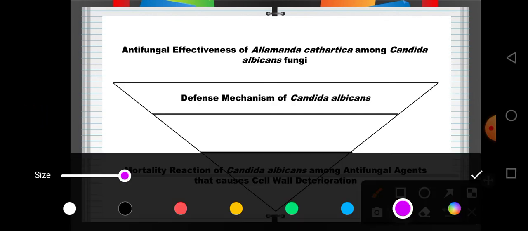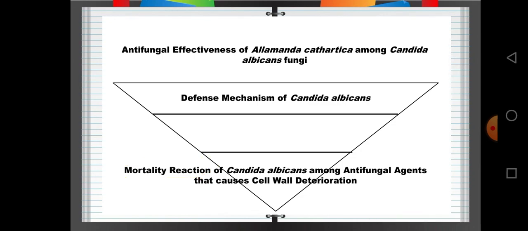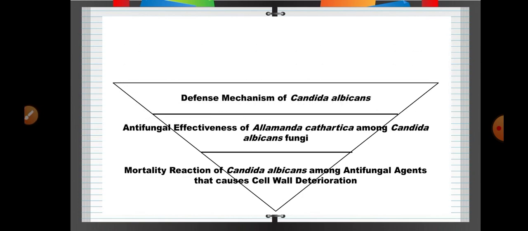Why? Can we generate a more specific measurable variable if we have already been given one? Of course, we cannot generate more specific measurable variables because it is only given that we will focus on the mortality reaction. So it is not ideal. Therefore, the best research topic among the three is the antifungal effectiveness of Alamanda cathartica among Candida albicans fungi. So that will be our research topic.